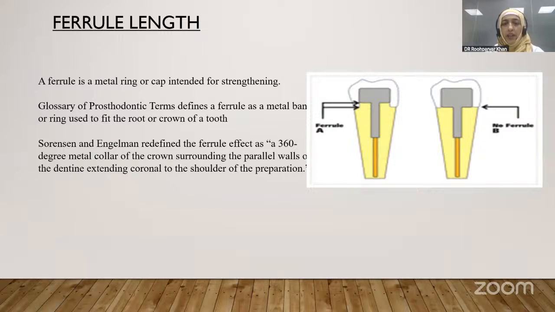Now, another important factor which we should consider before giving the restoration and for maintaining the biological width is the ferrule length. A ferrule is nothing but a metal ring or cap intended for strengthening the restoration. So the Glossary of Prosthodontic Terms defines ferrule as a metal band or ring used to fit the root or crown of a tooth. Sorensen and Engelmann redefined the ferrule effect as a 360-degree encirclement, or a metal collar of the crown, surrounding the parallel walls, extending coronal to the shoulder of the preparation. This ferrule effect is given to strengthen the restoration and also to maintain plaque-free margins.